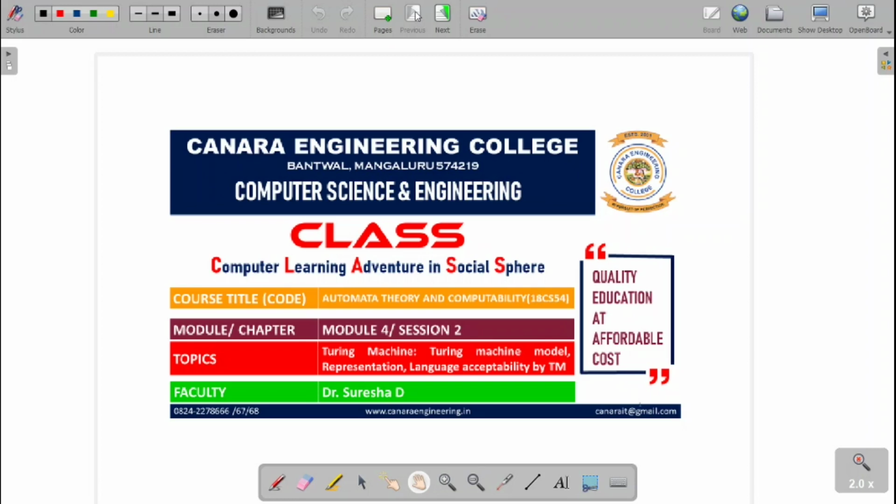In this session, we are going to cover the topics on Turing Machine, that is, the model of the Turing Machine, the representation and the language acceptability by the Turing Machine.